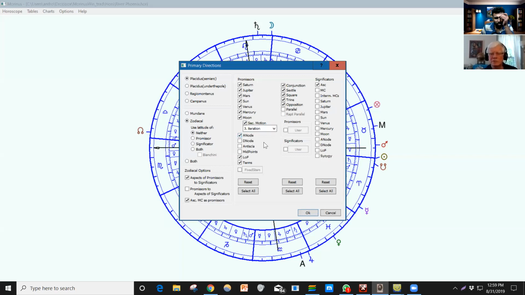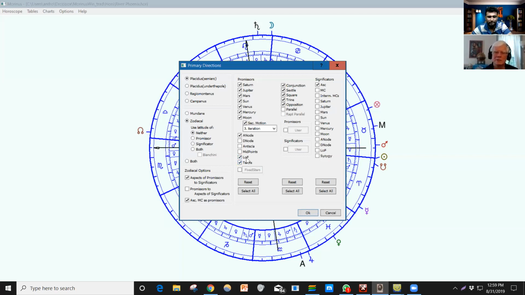The nodes, I think, are important. I just checked ascending because if the ascending node is doing something, you know what the descending node is doing. So why clutter your page? I think one node is enough because they're exactly opposite each other. The lot of fortune, I pick, and the terms. Now the terms are the bounds. And those are the sort of classical Dorothean technique where you see as the Earth turns, which bounds of the sign get up to the horizon.